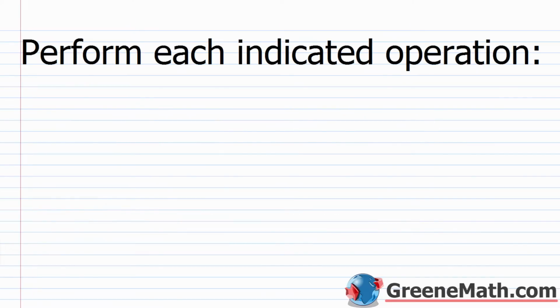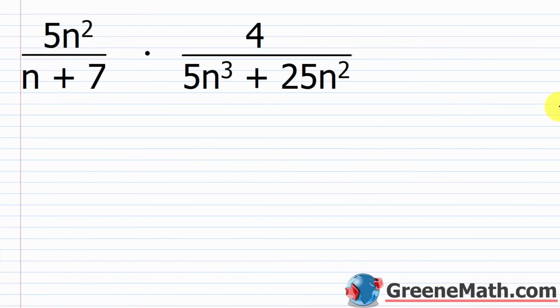All right, so we want to perform each indicated operation. We're going to take a look at 5n squared over n plus 7 times 4 over 5n cubed plus 25n squared. So the first thing I want to think about is, what can I cancel? I want to cancel before I go through and multiply. So in order to do that, I want to factor things in such a way that I can see what would cancel.